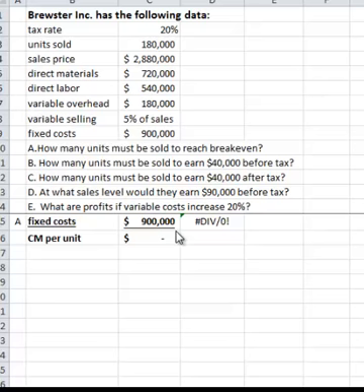We're going to work on Brewster. First thing they want to know is how many units must be sold to break even. So what is the formula for break even? Break even per unit. It's fixed cost divided by the contribution margin per unit.